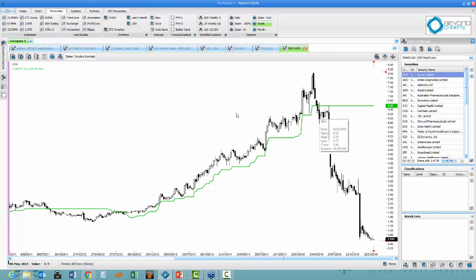And once it closes below, what does it do after that? It tries to rally back up, and it can't get above that trailing stop level. And you can do this. This is just a little bit of something else you might like to look at in your portfolio.